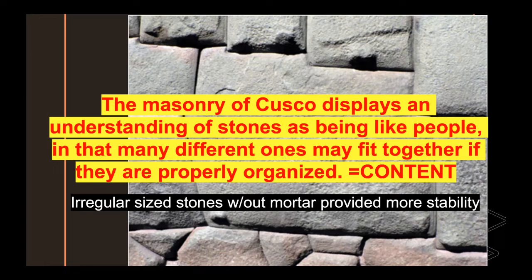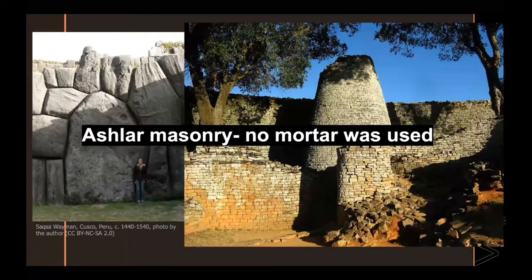The irregular sized stones without mortar actually provided more stability because of allowing for a little bit of movement for earthquakes. This is also called ashlar masonry. So go ahead and write down that vocabulary term. We're going to see it again in this African architecture, and it's just stones or bricks being fit together without using mortar, which is what we use today.